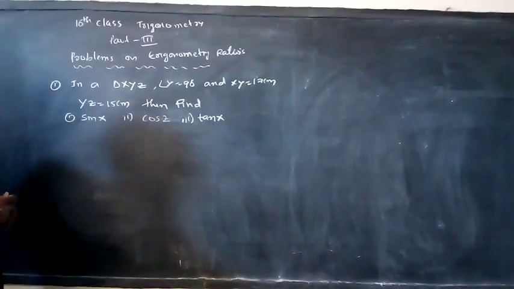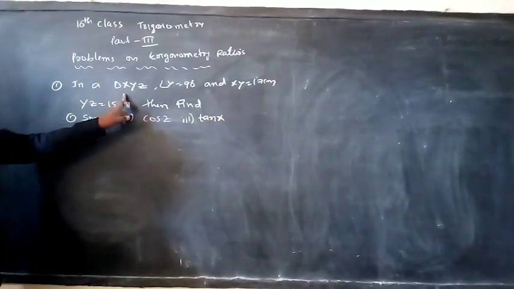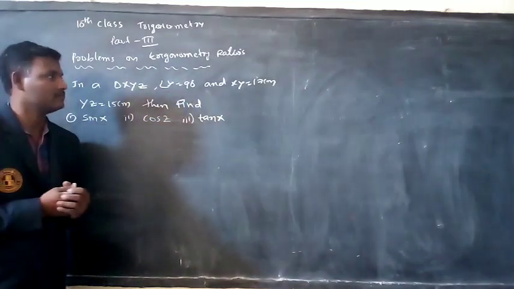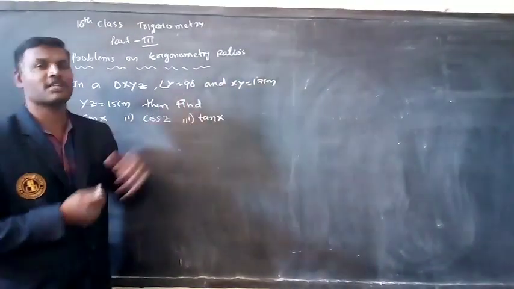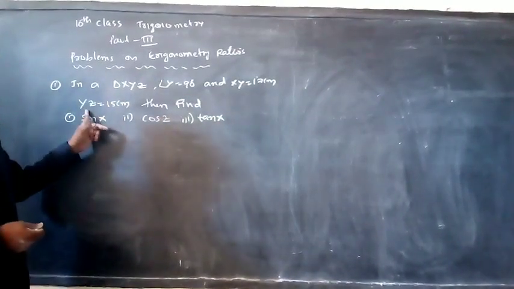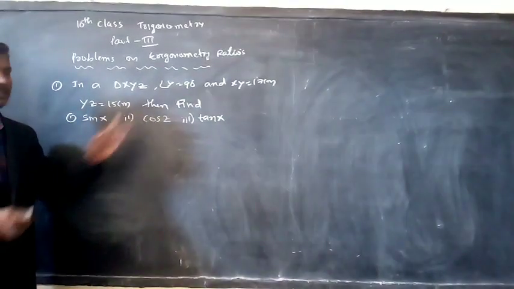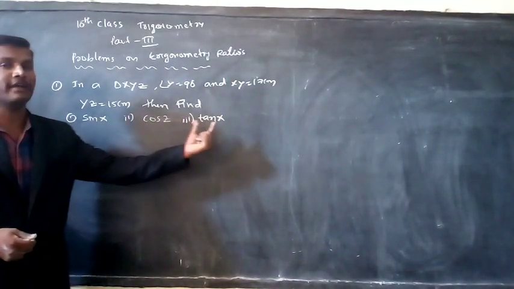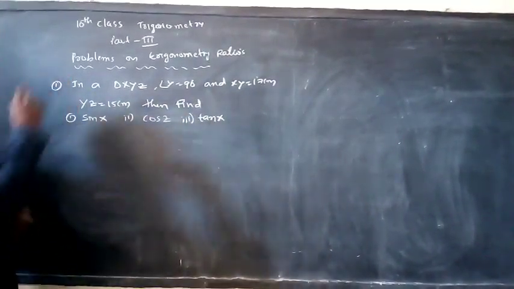Here is the question. In a triangle XYZ, angle Y is equal to 90 degrees and XY is equal to 17 centimeters. YZ is equal to 15 centimeters. Then find sin x, cos z and tan x. So this is the question.